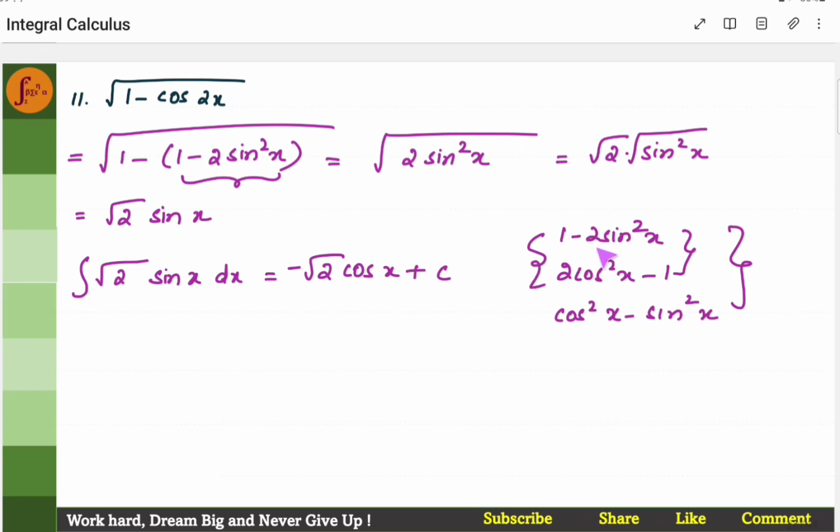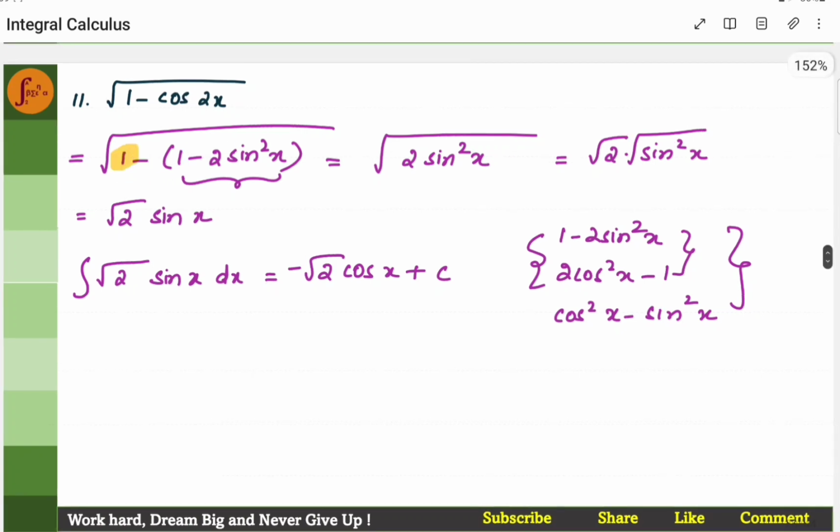Simple, right? Often the confusion is which one of these to be used. So what you can do is use the one in such a way that this one will get cancelled. If I use 1 minus 2 sine square x, 1 and 1 will get cancelled. So I'll use this. But if I use the other, 1 and 1 will not get cancelled. In fact, it will become 2, complicating it further. So now we have root of 2 sine square x because 1 and 1 get cancelled. So we can put root 2 outside and write it as sine square x. The square root and square will get cancelled. So you'll be left with root 2 sine x. Now root 2 can be put out and integral of sine x. What is integral of sine x? Minus cos x. This is the answer.